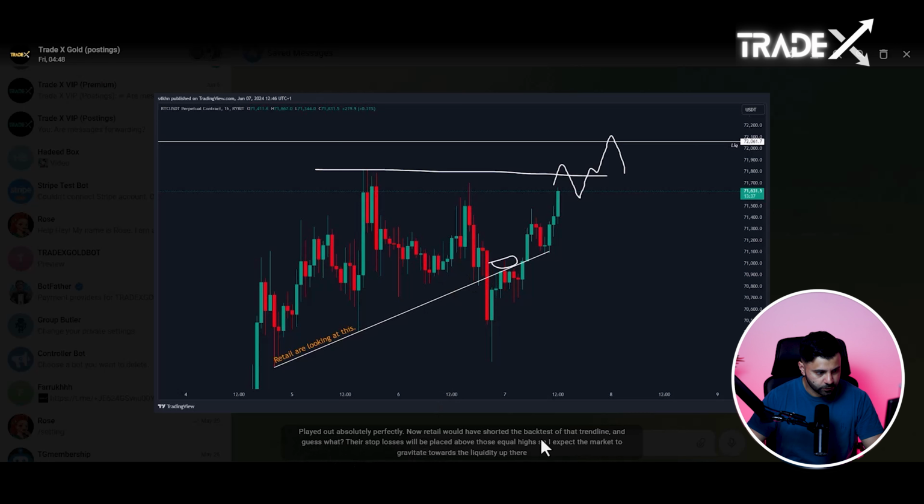Now retail would have shorted the backtest of that trend line, and guess what? Their stop losses will be placed above those equal highs, so I expect the market to gravitate towards the liquidity up there. Retail would be looking at the backtest of that trend line. They would have been shorting here. Where would they place their stop losses? They would place their stop losses above these equal highs right here.